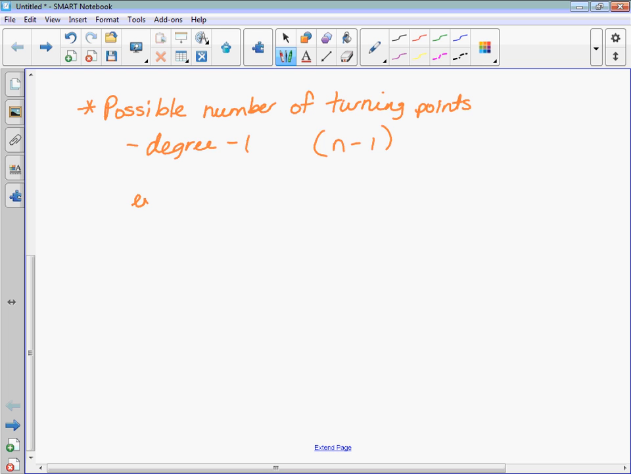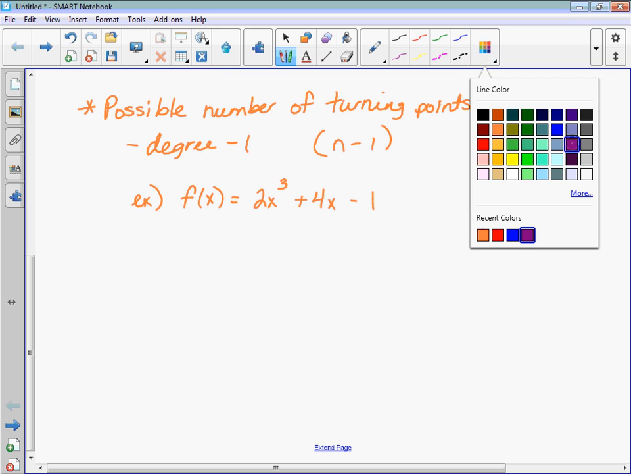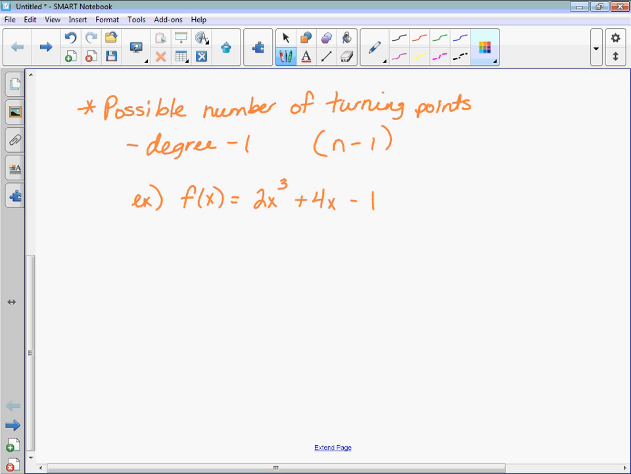So if I give you f of x equals 2x cubed plus 4x minus 1, what's the possible number of turning points for that? Yes. You take the degree minus 1, so 2 possible turning points.